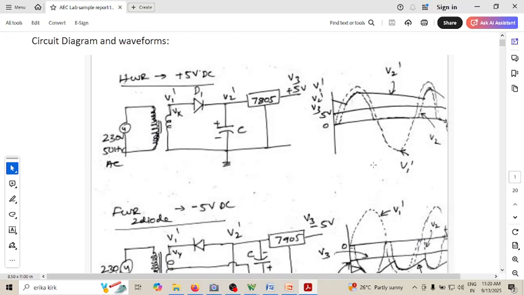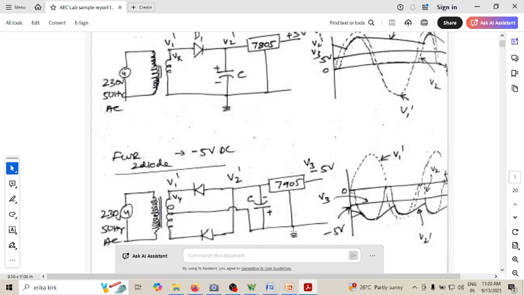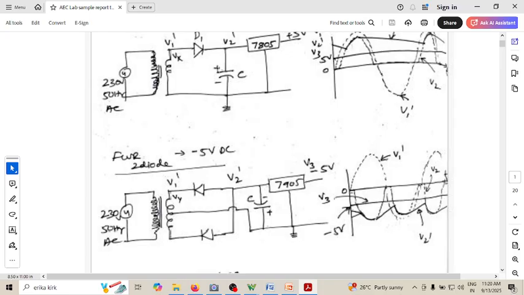Coming down here, using a full wave rectifier, how do we realize minus 5 volt? We know that minus 5 volt requires the 7905. Of course, you can see this is ground and this is input. Carefully observe, this electrolytic capacitor will have polarity. Plus is connected to the higher potential, minus is connected to the lower potential.